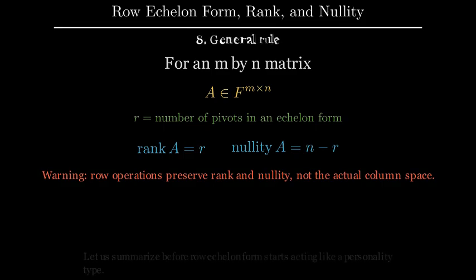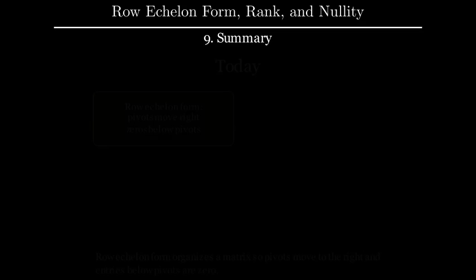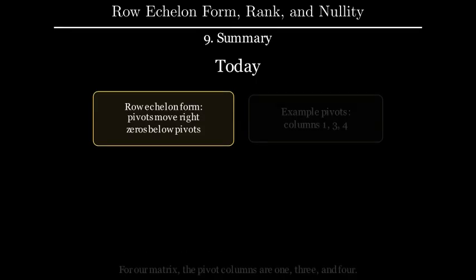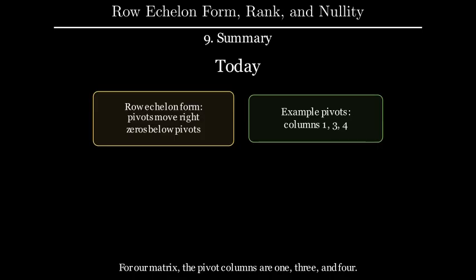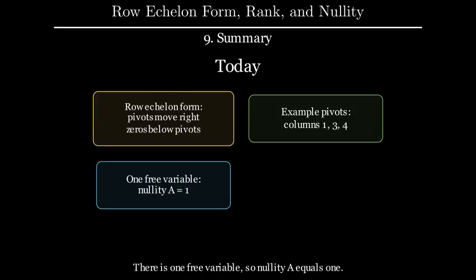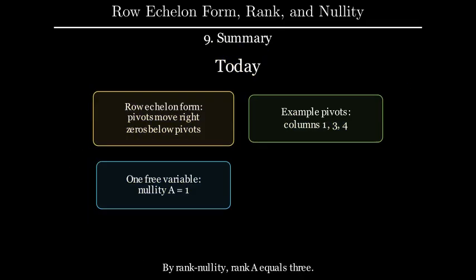Let us summarize before row echelon form starts acting like a personality type. Row echelon form organizes a matrix so pivots move to the right and entries below pivots are 0. For our matrix, the pivot columns are 1, 3, and 4. There is one free variable, so nullity A equals 1. By rank nullity, rank A equals 3.